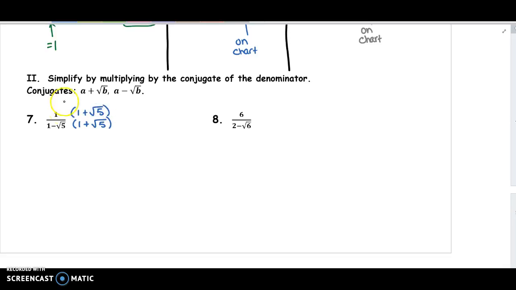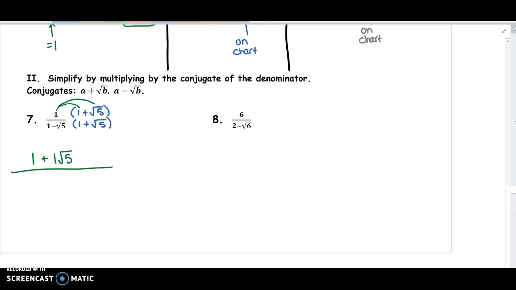In the numerator, we are going to distribute. 1 times 1 is 1. 1 times the square root of 5 is 1 times the square root of 5. You don't have to write the 1 in front of the square root, but it's often a good idea to.